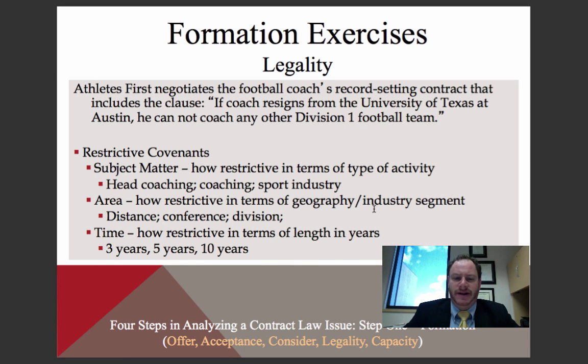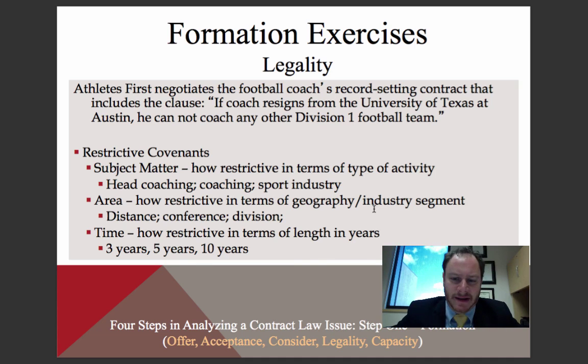So the subject matter here asks how restrictive is the language in terms of the type of activity. Here, the coach is going to be restricted from coaching any Division I football team. So the coach can still coach Division II, Division III, professional, high school, rec league. The coach can coach anything other than football. So there is a level of restrictiveness, but there's also alternatives.